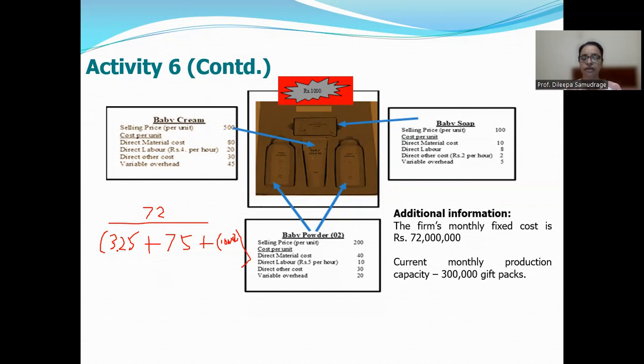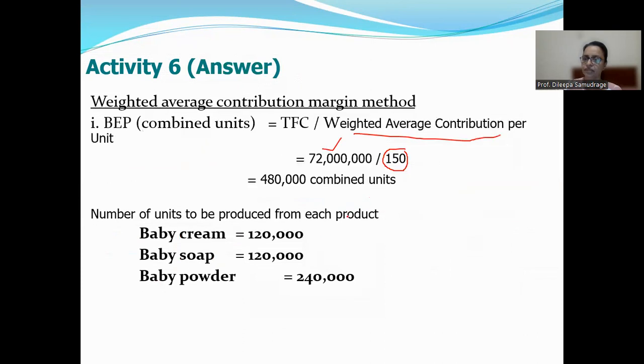That means half, right? Because from 4 products, 2 is baby powder. So therefore, 100 should be divided by 2/4, right? 2/4. Did you get my point? So how do you calculate this 150? Here, the weighted average one. Clear?